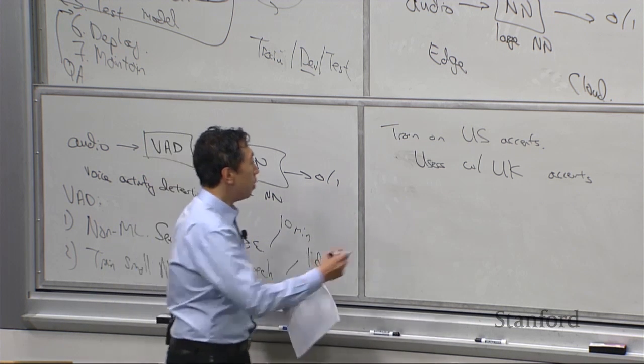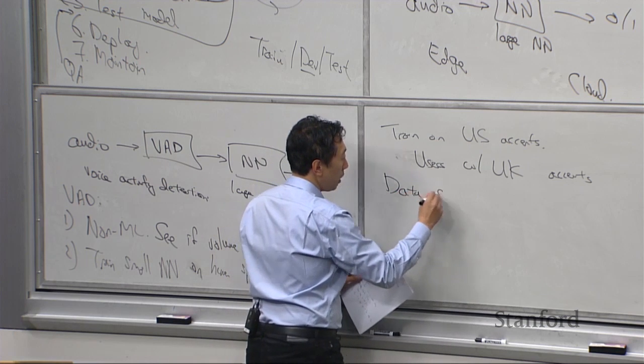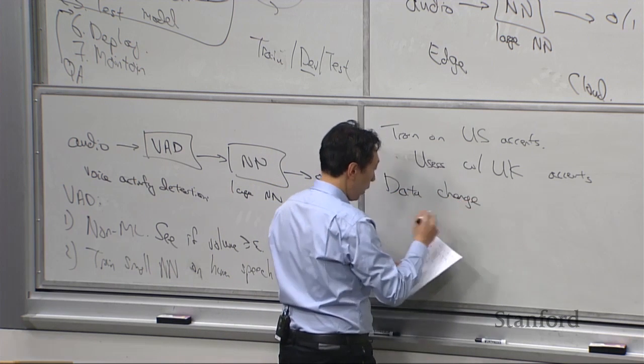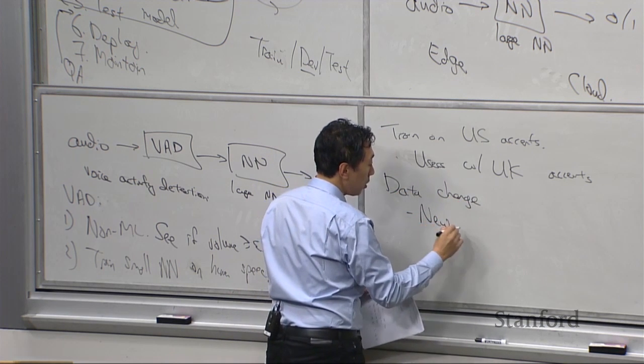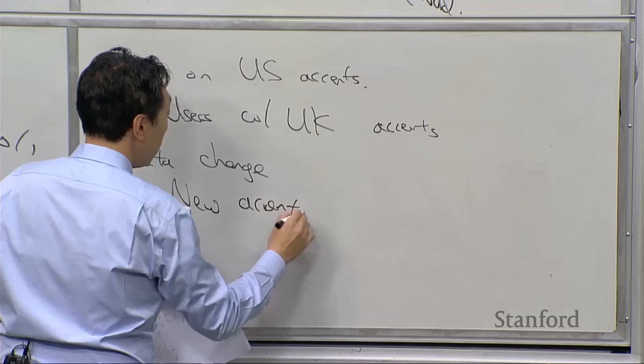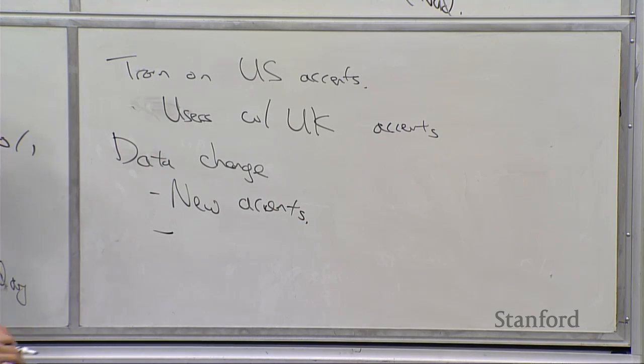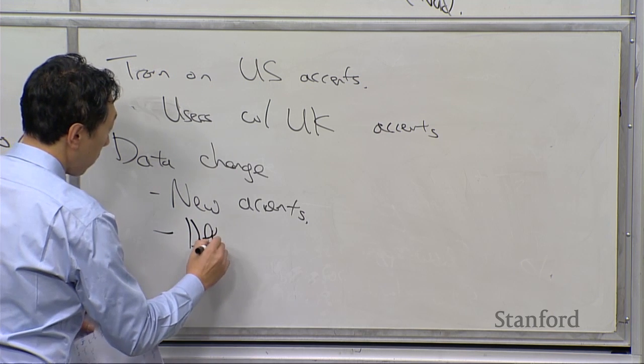And so more generally, the problem is one of data changing, right? And you might have new classes of users with new accents, or you might get data from even Stanford users, and maybe Stanford is not too noisy, or Stanford has certain types of characteristics. When you ship it to another city, another country that's much more noisy, with different background noise.